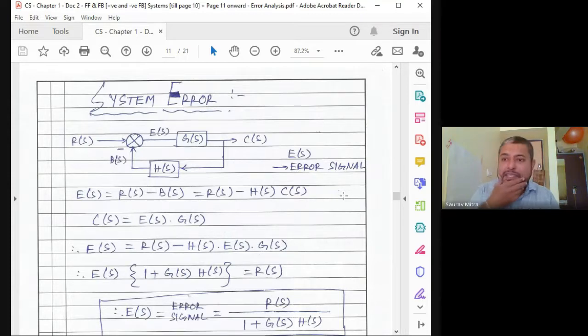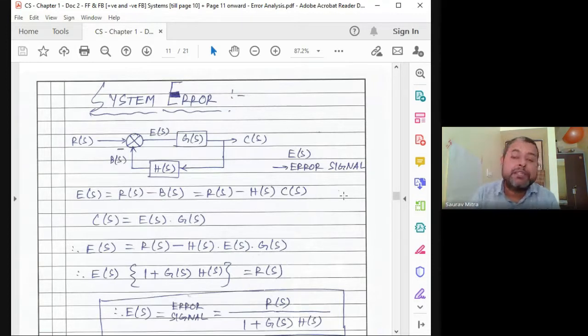The second system is a type 1 system, that is G(s)H(s) may be 1 by s into (s plus 1), like that. G(s)H(s), that is the open loop transfer function, is 1 by s into (s plus 1). So there is only one s in the denominator, that is, only one pole at the origin of the system for G(s)H(s). In that case, we will give first step input, then ramp input, then parabolic input. What are the steady state errors?